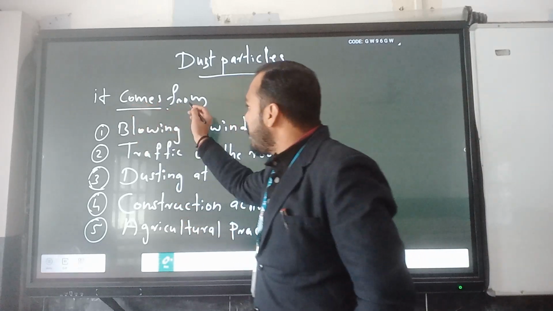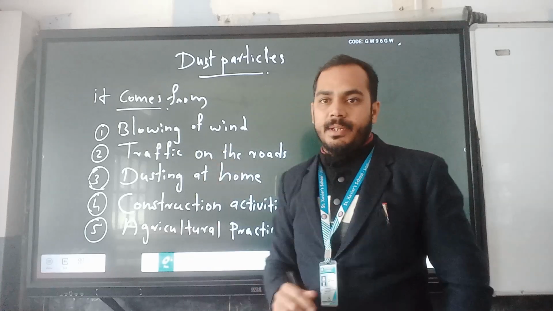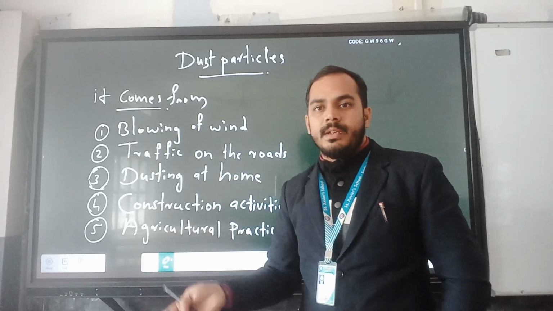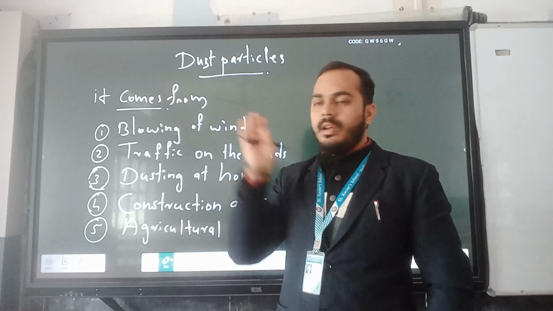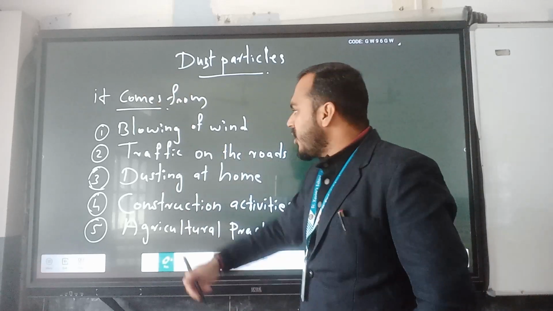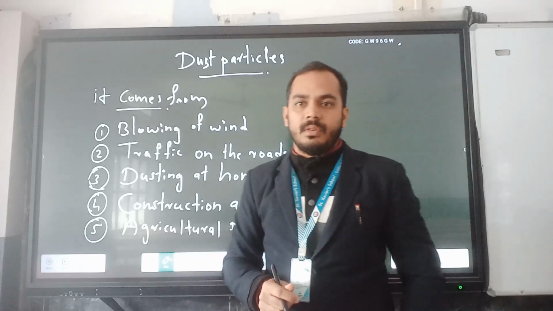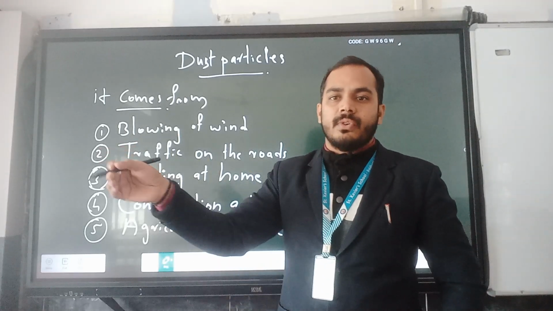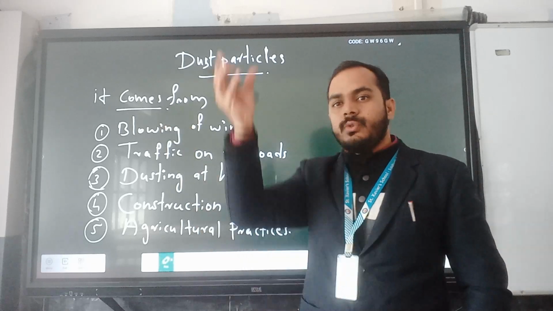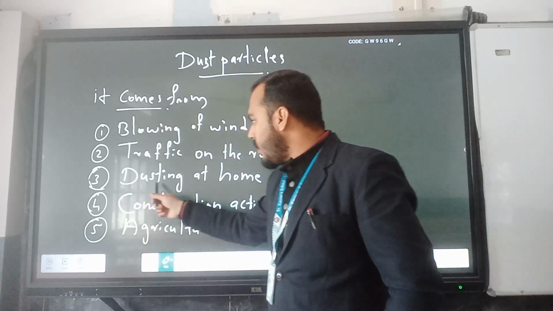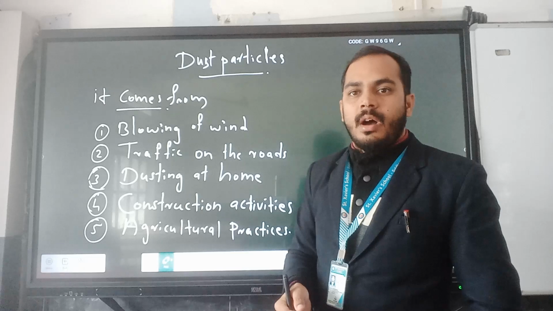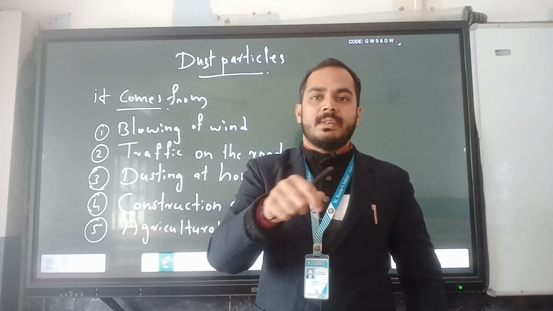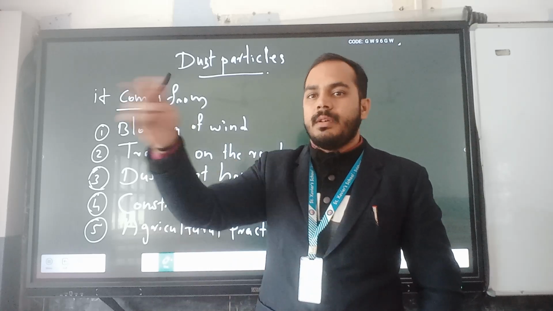Mainly, it comes from the blowing of wind. The minute dust particles are carried by the wind and roam around us. Next, traffic on the road is another source of dust particles emitted into the atmosphere. The third one, dusting at home. The home also has dust particles, and while we are doing activities, these dust particles are also emitted.